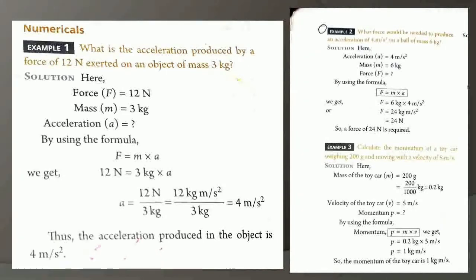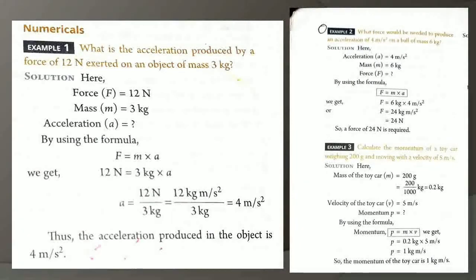And by using the same formula, F = m a, we will put in the given values, and by putting the values, we get the value of force, which is 24 Newton. So here we can say that a force of 24 Newton is required to produce an acceleration of 4 meter per second square on a ball of mass 6 kg.